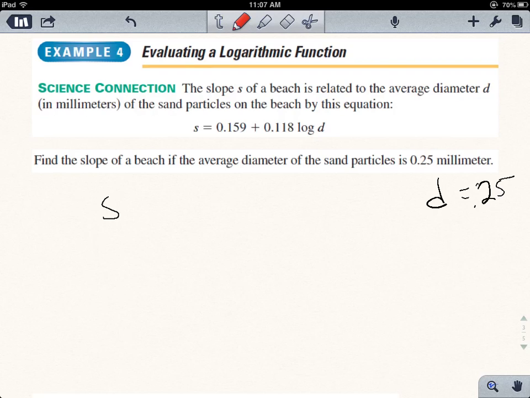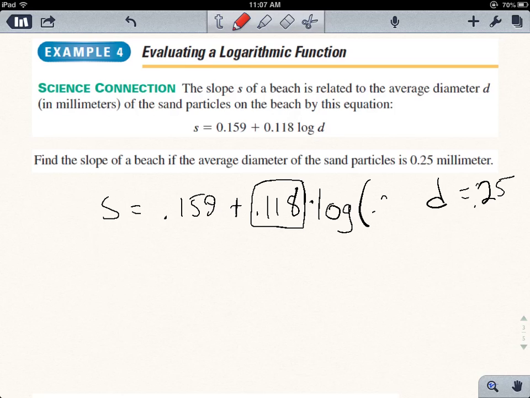Alright, and so we just plug and chug here. S equals 0.159 plus 0.118 log, so this is going to be multiplication between the 0.118 and log. 0.118 is the coefficient for log of 0.25. So ask yourself, what base are they working in here? They're not writing any base. What base you got? That's right, 10. 10 fingers, 10 toes, base 10.